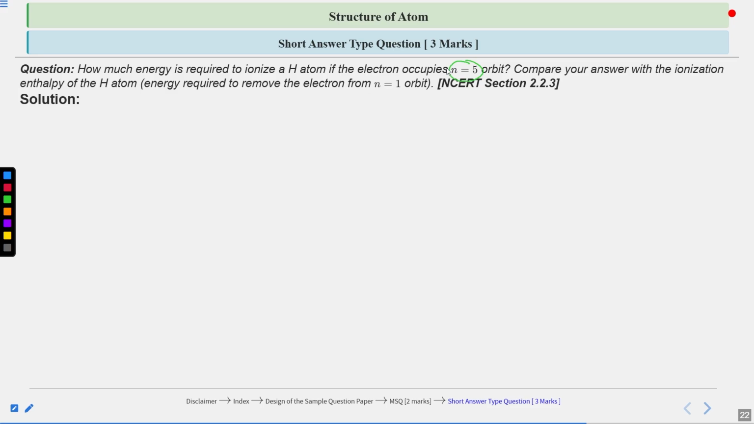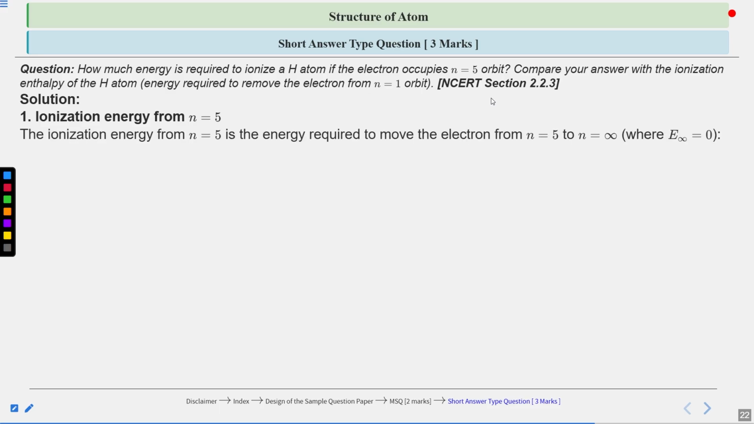Now you have to do this calculation, and also you have to do a calculation where your electron is present in the ground state, and you have to move it again to infinite space. Now, after doing both of these calculations, you have to compare which one requires a lesser energy and which one requires a larger energy. This is from the NCERT section 2.2.3. How can we solve it? First of all, you have to look for the ionization energy starting the electron from n equals 5.